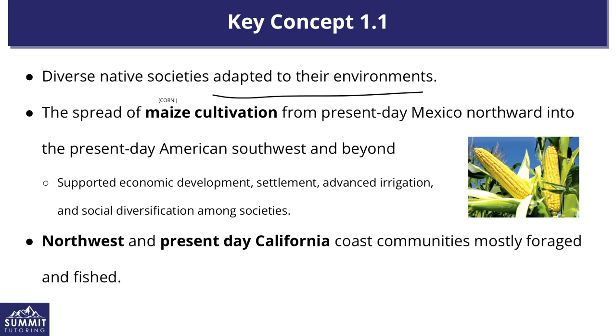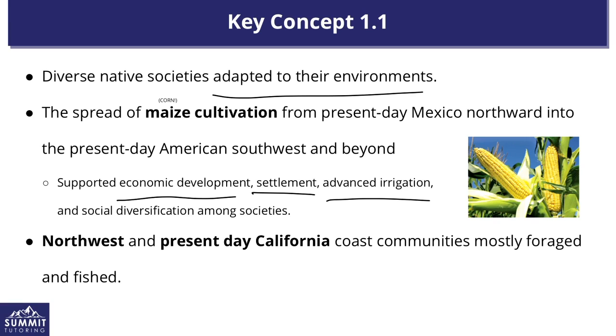We're also going to see the spread of corn, really, from present-day Mexico northward into the present-day American Southwest and even beyond. This corn is going to be crucial because it's going to start to support economic development and settlement. And then from there, we're going to start to see some technological advancements, like advanced irrigation, and we'll also see some social diversification among the societies.